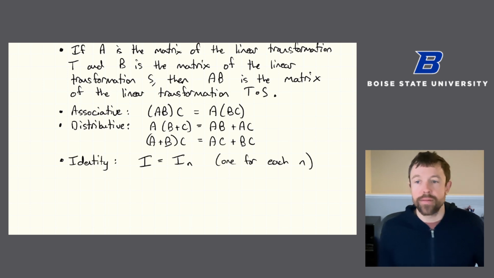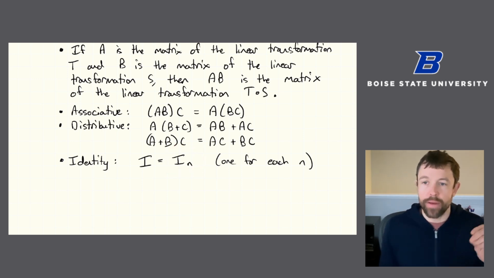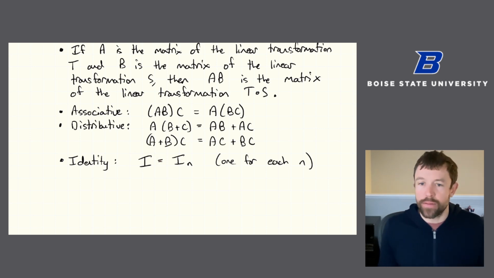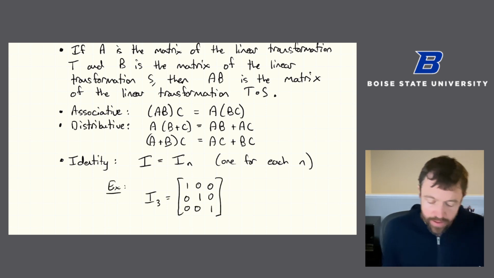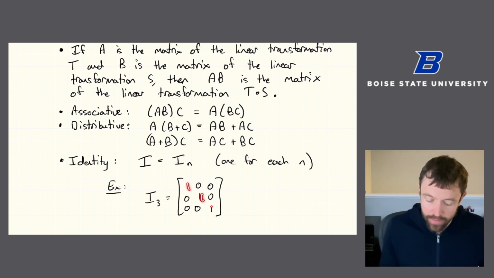There's also an identity matrix for every dimension, and we'll either write this as I sub n if we want to make clear what dimension we're talking about, or we'll write it as I if in context it's clear what the dimension has to be. So as an example, the three-dimensional identity matrix is this, I sub 3. And in general, identity matrices are of this form. We have ones on the diagonal and zeros everywhere else.